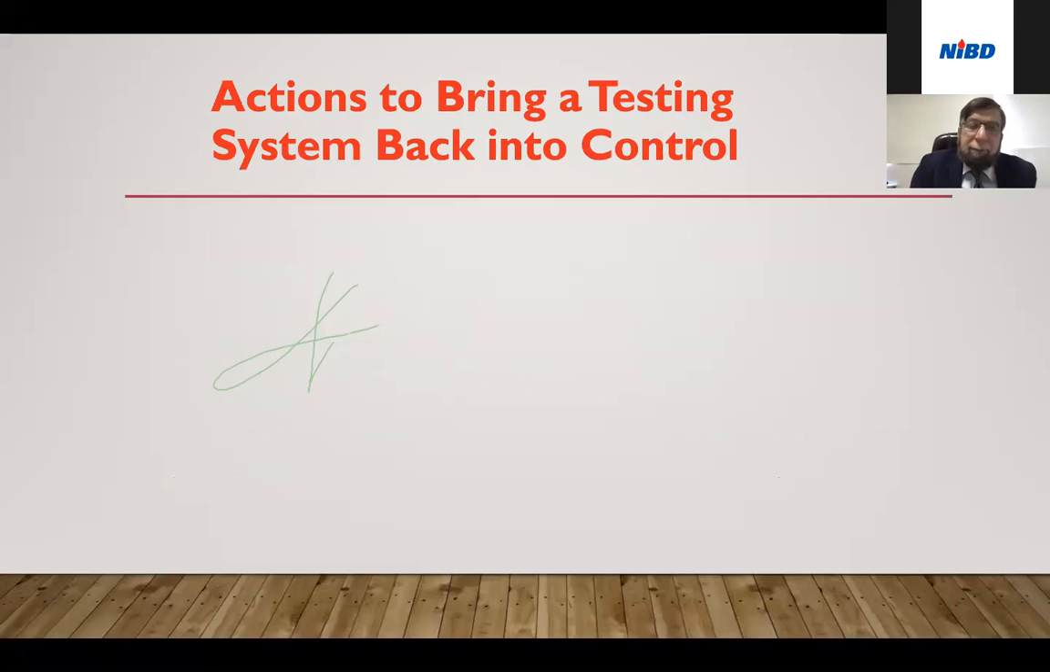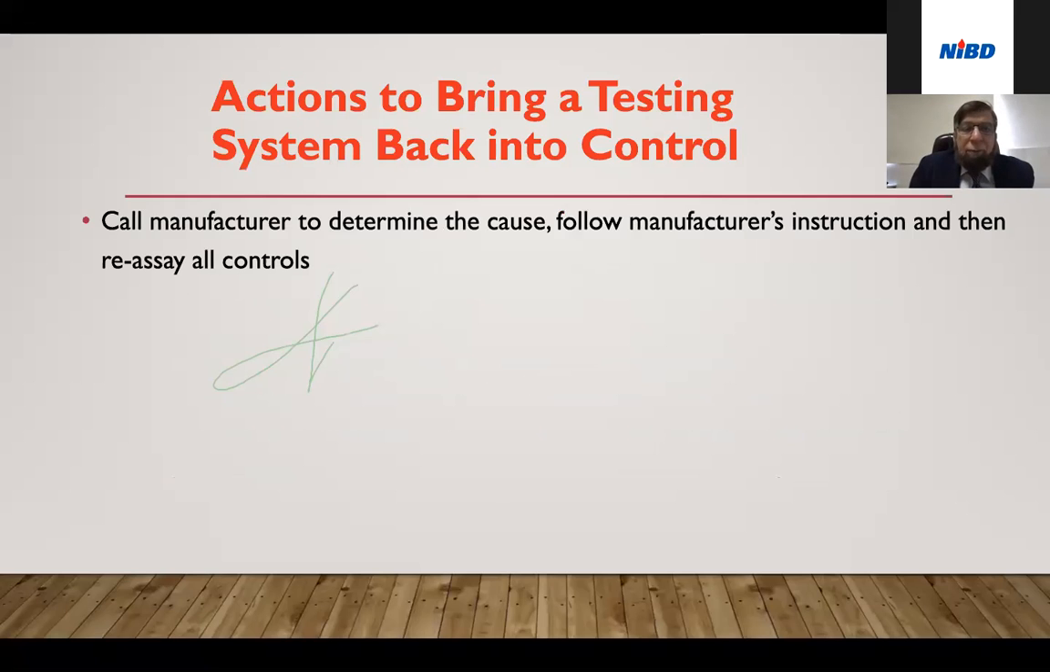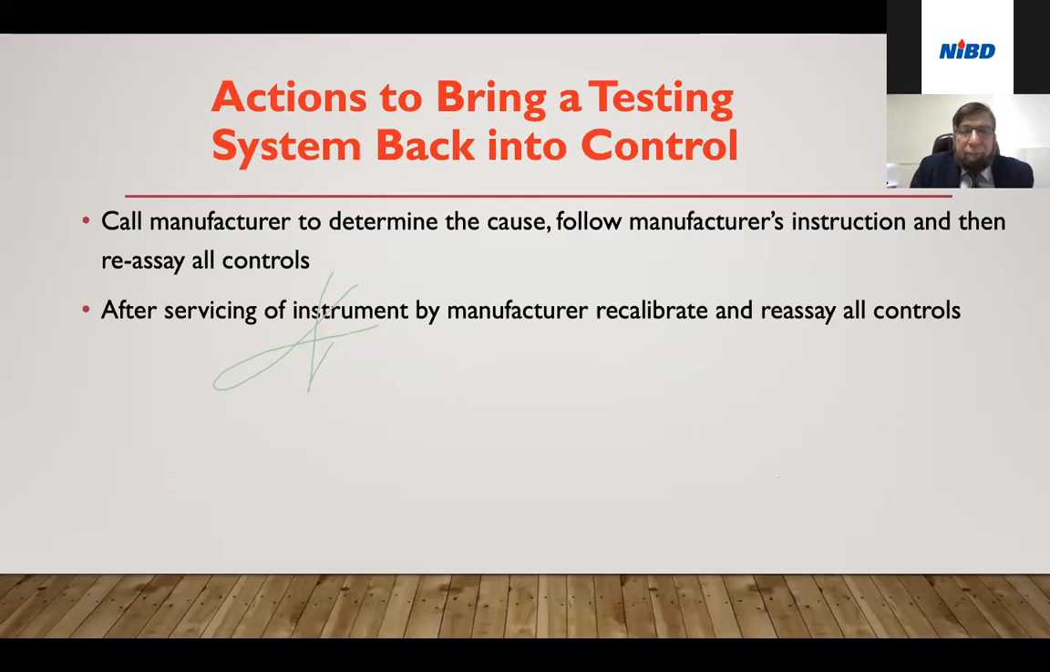We will discuss these procedures now. Call manufacturers to determine the cause, follow manufacturer instruction, and then reassay. If the problem still persists, then you call the manufacturer, and he may be solving it. But please remember, the manufacturers usually have two types of engineers. If the firm is big and they are providing good backup service, there are mechanical engineers who deal with the hardware of the instruments, and there are application engineers also.